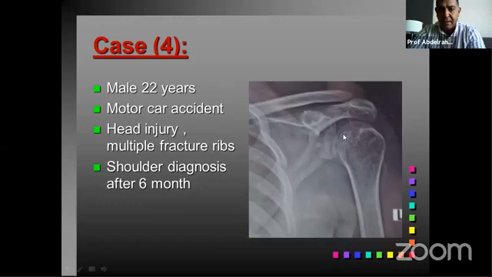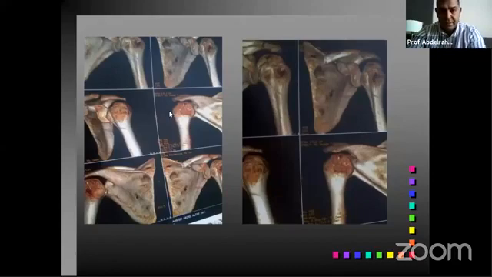This fracture line, we see it into the head of the humerus. This case was 22 years, motor car accident. He had injury, multiple fracture ribs, and shoulder diagnosis was after 6 months. And this is the CT. You can see the glenoid is empty and the head is back posterior to the glenoid. Very important to do CT if you suspect the posterior dislocation.